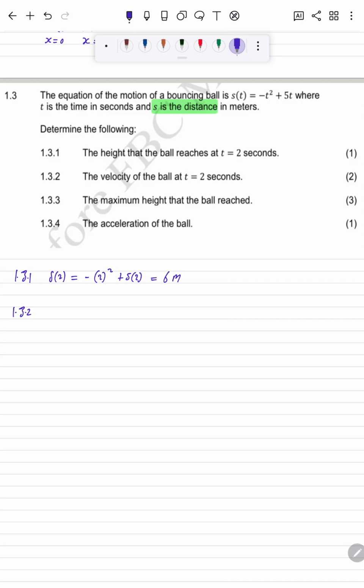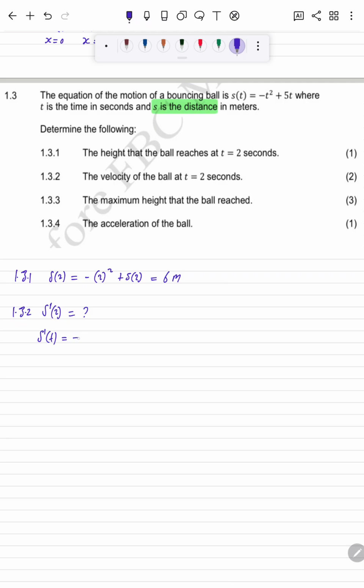1.3.2, the velocity of the ball at 2 seconds. So what they are looking for here is s prime of 2. That's what they are looking for. How do we know this? Velocity is the first derivative. So we're going to find the first derivative.